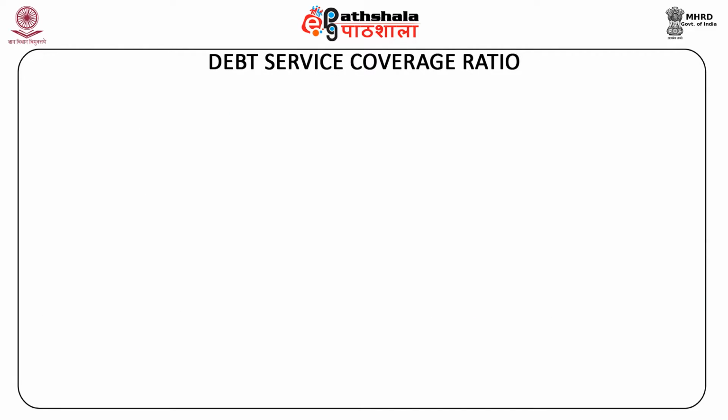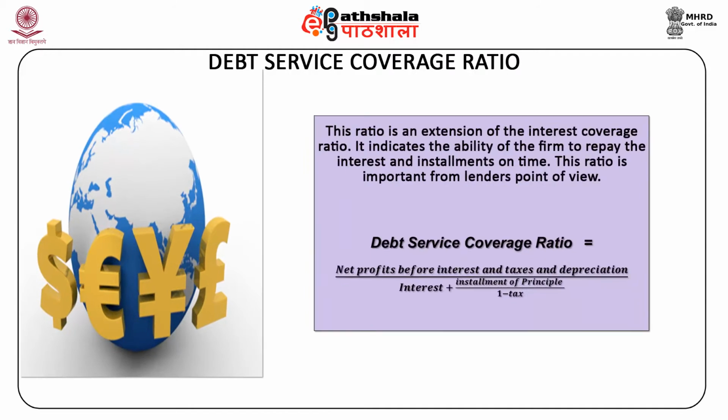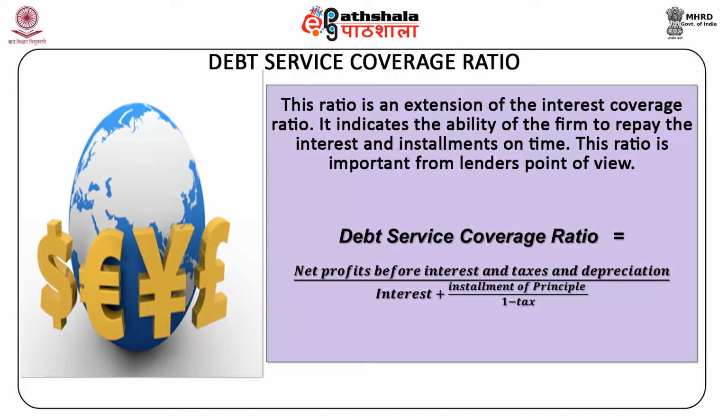Debt service coverage ratio. This ratio is an extension of the interest coverage ratio. It indicates the ability of the firm to repay the interest and installments on time. This ratio is important from the lender's point of view. The formula is: debt service coverage ratio is equal to net profits before interest and depreciation divided by interest plus installment of principal divided by 1 minus tax.